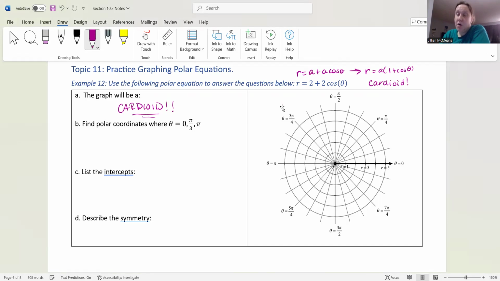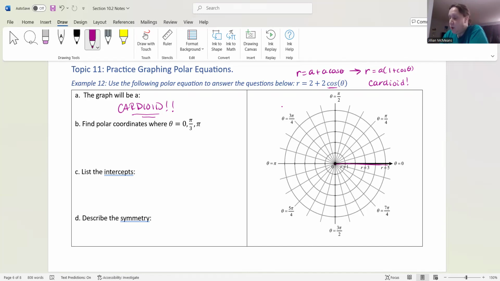Okay, so we have that. Now we also have a situation where we're dealing with cosine. When you're dealing with cosine, this is not always necessarily the case, but in this graph, it is going to be the case. We're definitely going to be dealing with some symmetry about the x-axis, or in this polar coordinate system, we would call it the polar axis. So we can keep that in mind. We're going to have some symmetry about this polar axis right here, okay?